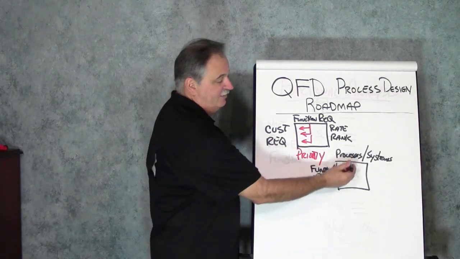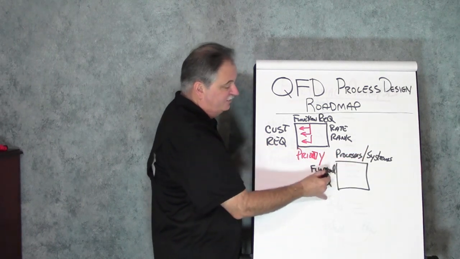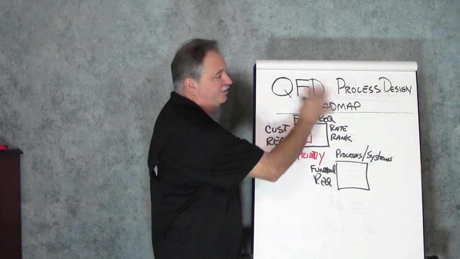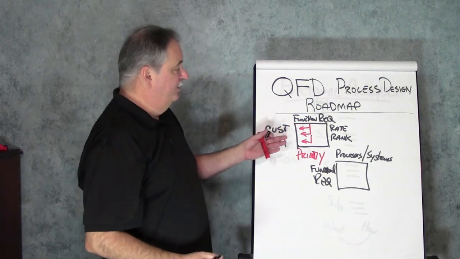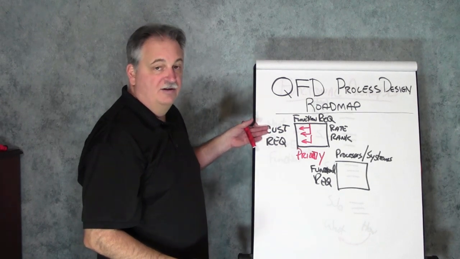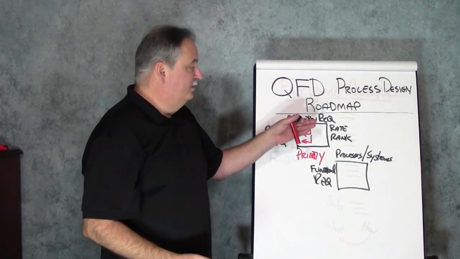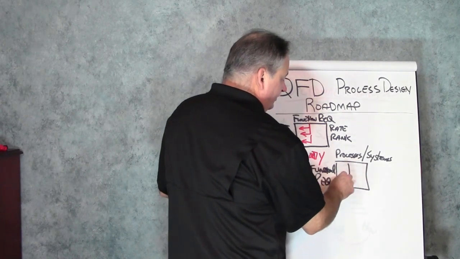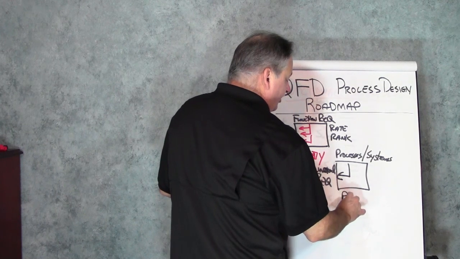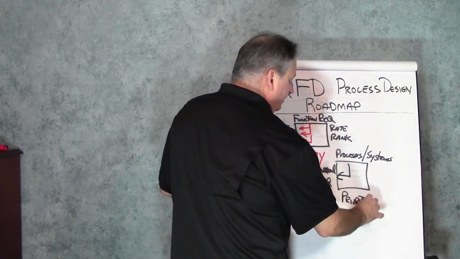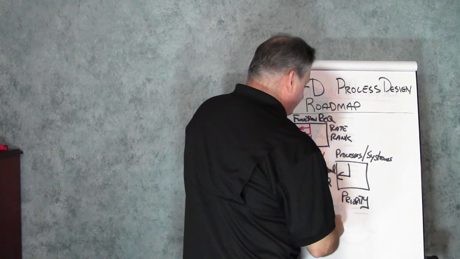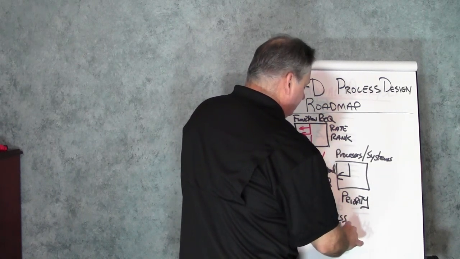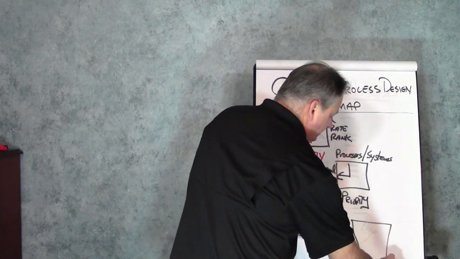So this way I'm going to align my processes and my systems through the functional requirements back to the customer requirements. And this way, as I build my process, I'm going to be able to make sure that I'm going to achieve all customer requirements by being able to meet all functional requirements. Then we do the relationships here, we'll get a priority for these. And the next matrix is going to have processes and systems that have been prioritized.